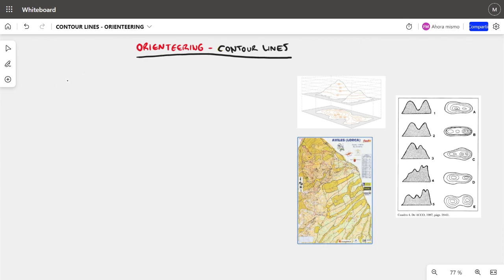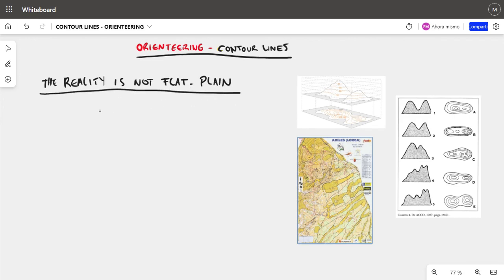As you know, reality, I mean, what we see in real life, is not flat, is not plain. I mean that it has height differences, tiene diferencias de altura. But the map where we represent the reality is flat. It has only two dimensions. The reality has height differences, but the map is a piece of paper that is flat.